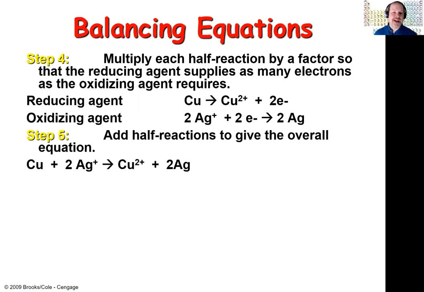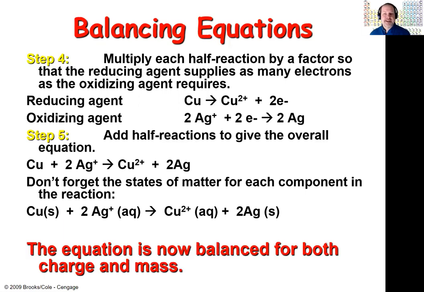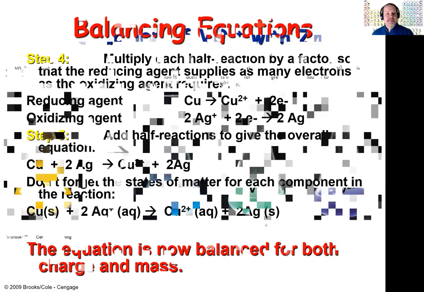Now we're going to add the two half reactions all together. Put all the reactants together, copper plus the two silver ions, and then put all the products together, copper 2+ ions and the 2 silver. Anything that's the same on the reactant side and the product side goes away, and that's the 2 electrons. So let's add in the states here. Copper, with zero charge at its standard state, is a solid, and the ions are aqueous. All right, so now we're balanced by both charge and number of atoms, and we have successfully come up with a balanced oxidation reduction reaction.